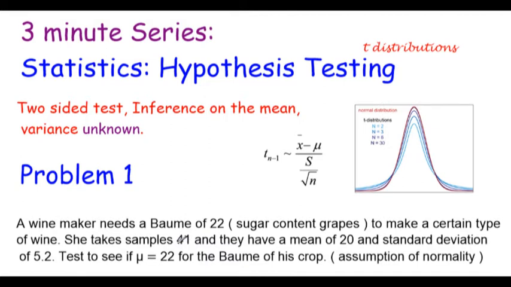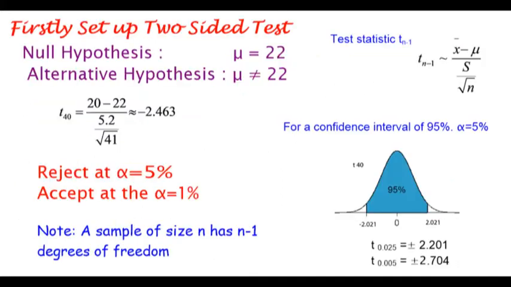So the sample size is 41, and we will need to look at what's called a T40, which means a t-distribution with 40 degrees of freedom, which you're going to have to look up in your standard statistics tables. So let's have a quick look. We set up our test.